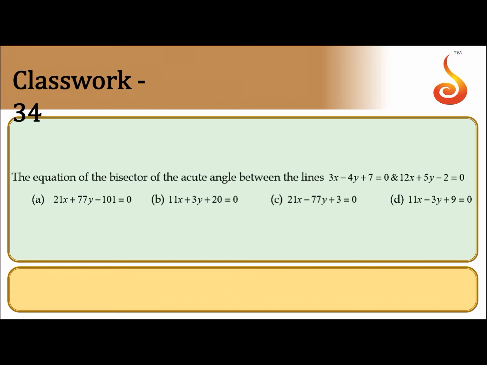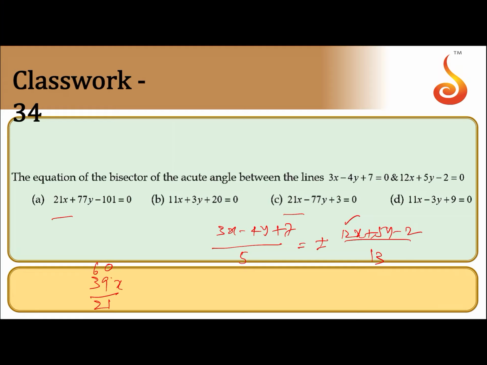Coming to the next one, the equation of the bisector of the acute angle between the lines. Of course, you will be getting (3x minus 4y plus 7) divided by 5 equals plus or minus (12x plus 5y minus 2) divided by 13. 13 3s are 39x, and of course it is 60. You are getting 60 and 39, the difference is 21. So 21 may be this line or maybe this line.